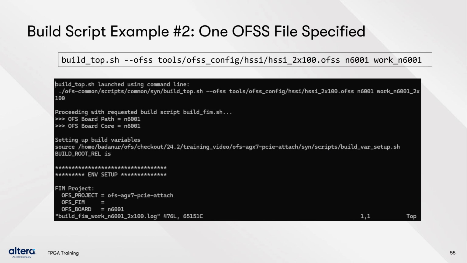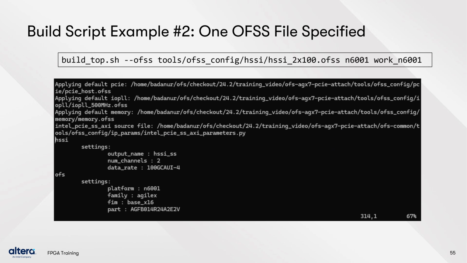Let's take a look at the log file for the build that was just completed. Opening the log file and navigating down the file, we can see that the HSSI settings are the same as what was defined in the 2x100 OFSS file and that the other IP use the default settings.